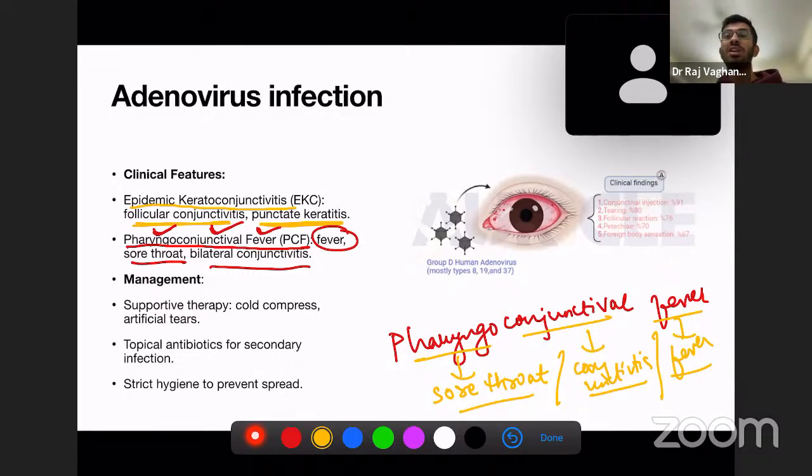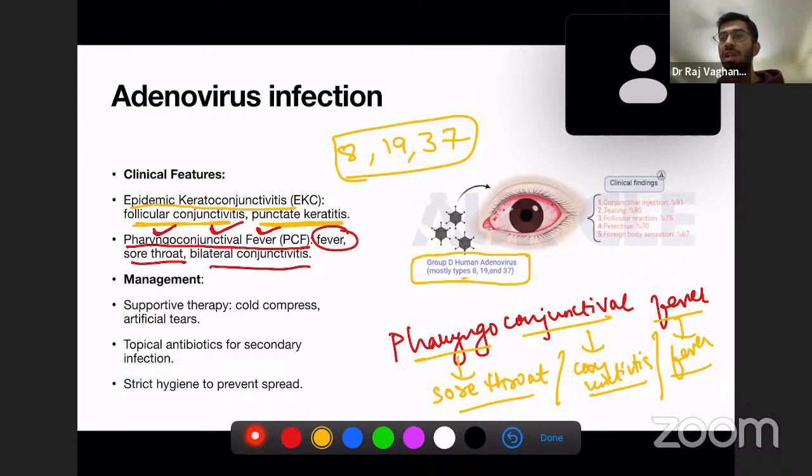Now, what are the types of adenovirus? Mostly types 8, 19, and 37. These are the most important types of adenovirus which cause this infection in the eyes. You can see here also group D human adenovirus, mostly 8, 19, and 37. These three types are the most common cause of infection in the eyes.